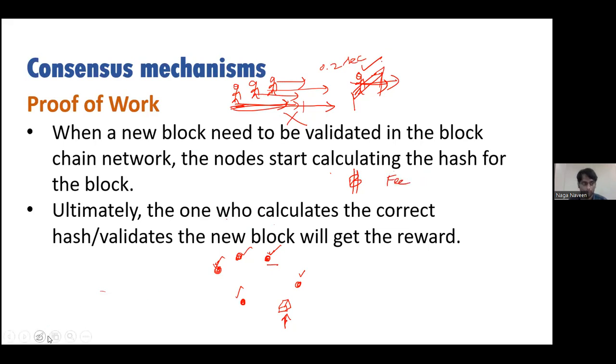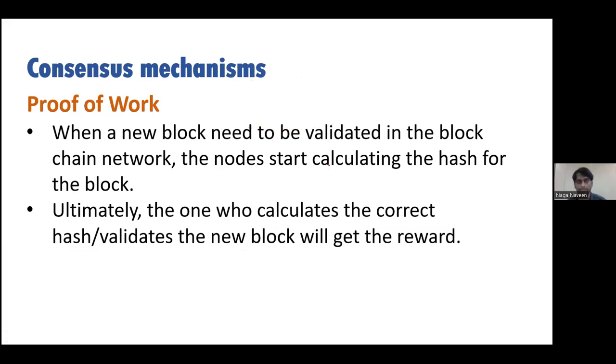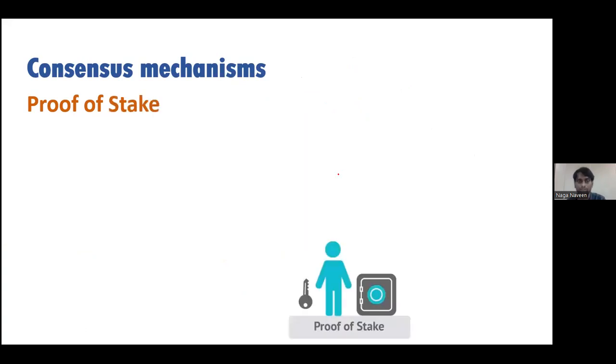So this example is nothing but proof of work. Once a block comes for validation, everybody starts running, everybody starts trying to solve the puzzle, everybody starts to validate that block. Ultimately, a single person will be able to successfully do this feat, and he will get the reward. This is called the proof of work algorithm.